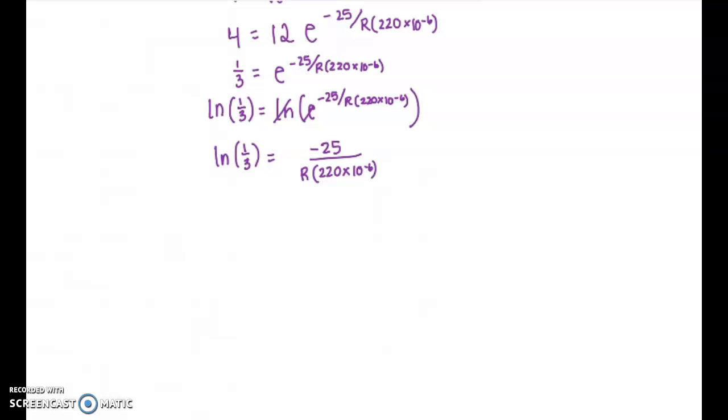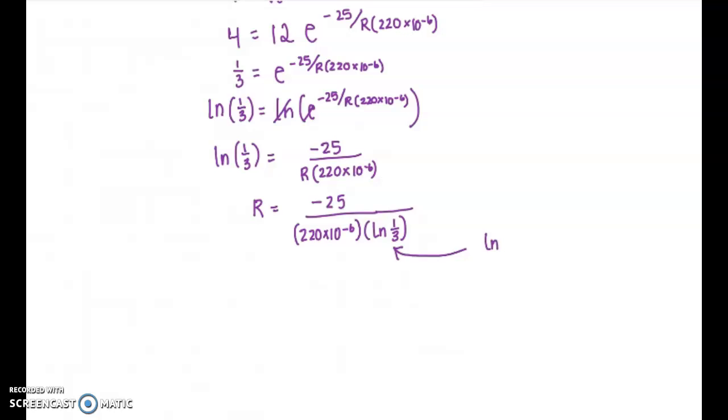From here, I'll bring that R up out of the denominator, multiplying it to both sides. In the same step, I'm also dividing both sides by natural log of 1/3. And at this moment, you might be thinking to yourself, I'm a little nervous because my resistance looks like it's about to turn out to be negative. See that negative in front of the negative 25? Well, don't worry. There's actually a negative hidden in here.